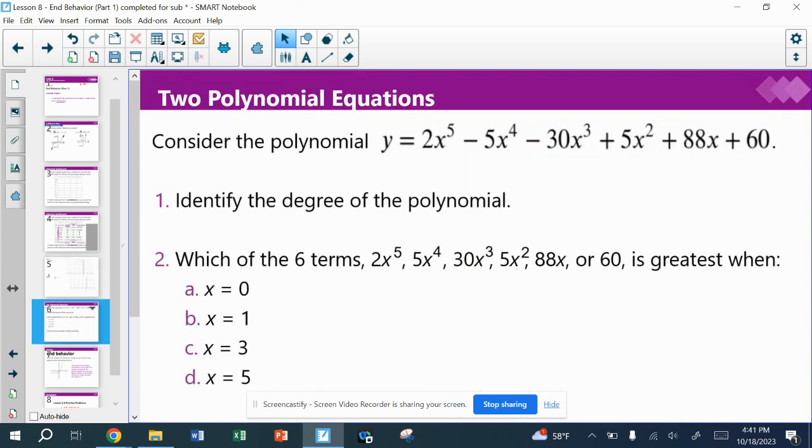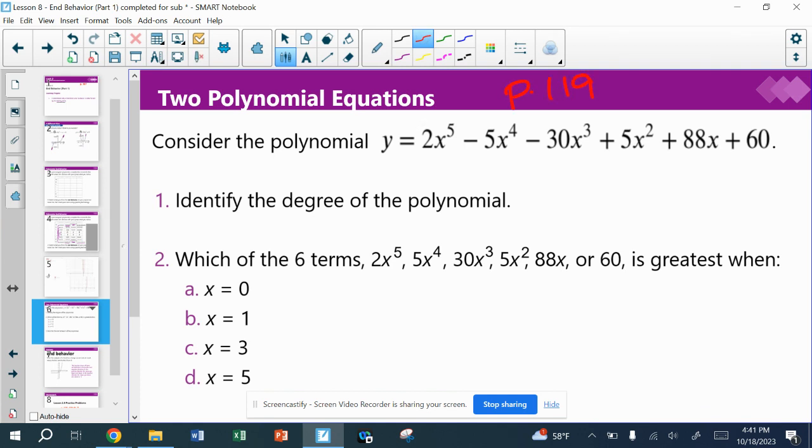Okay, so this is now on page 119. Let me see if I can make my pen actually do what I want it to do. Page 119.